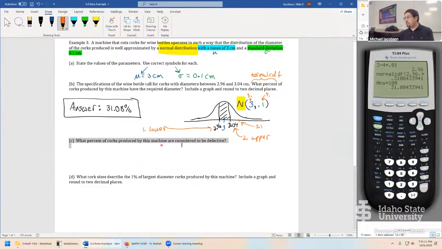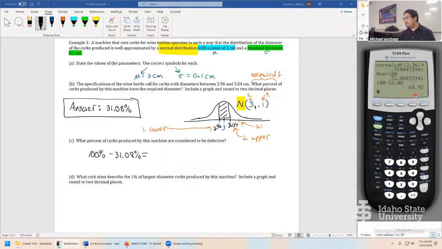And that means there'll probably be a follow-up question. What percent of the corks produced by this machine are considered defective? Actually, this is one where you could work really hard. Defective means this area to the left of 2.96 and this area to the right of 3.04. But for working in percents, you can just do the following. Take 100% minus 31.08%, and this will give you the answer just as well. So 100 minus 31.08 in the calculator gives us 68.92%.